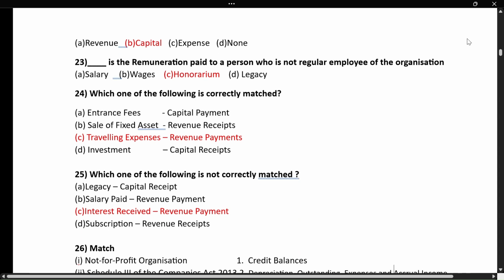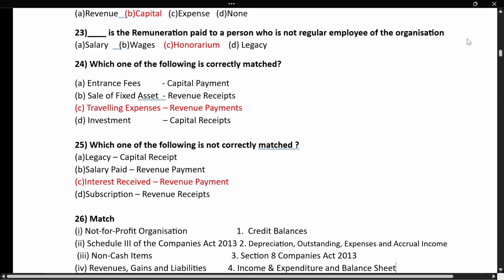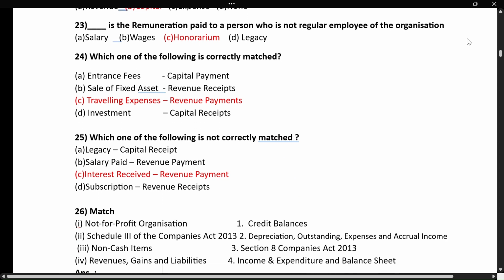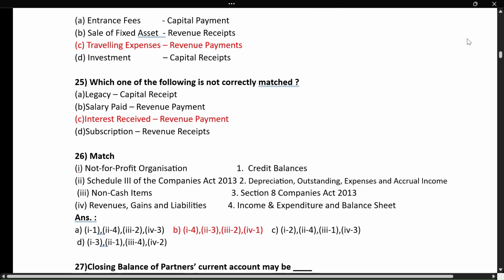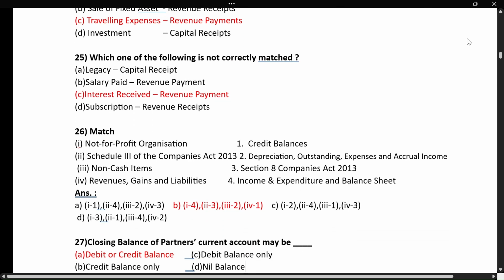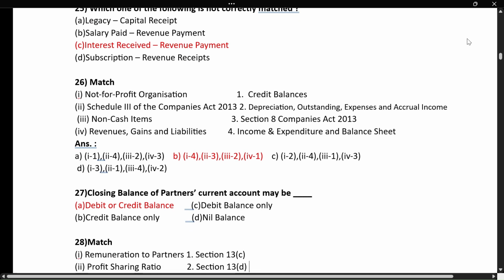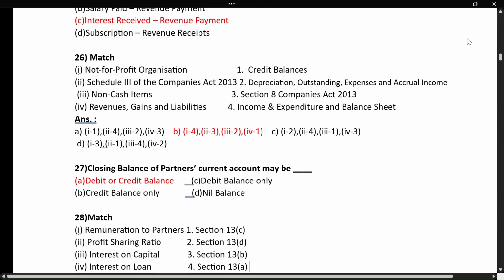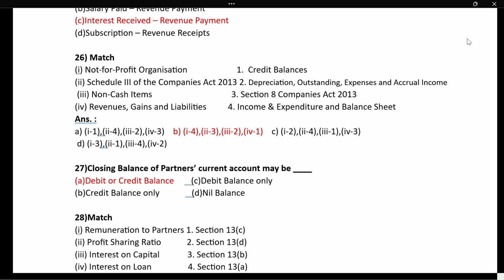Which one of the following is correctly matched? Traveling expenses, revenue payments. Which one of the following is not correctly matched? Interest received, revenue payment. Again match. Not for profit organization is income and expenditure and balance sheet. Schedule 3 of the Companies Act 2013 is under section 8 of the Companies Act 2013.